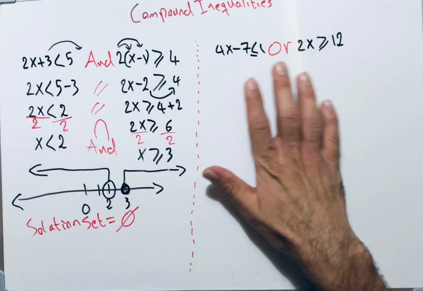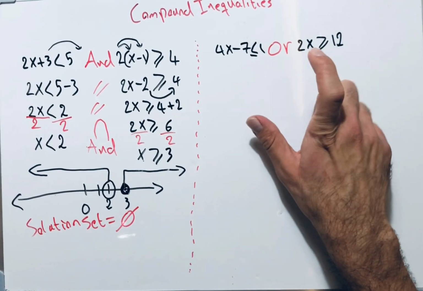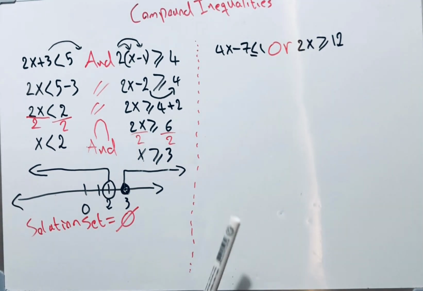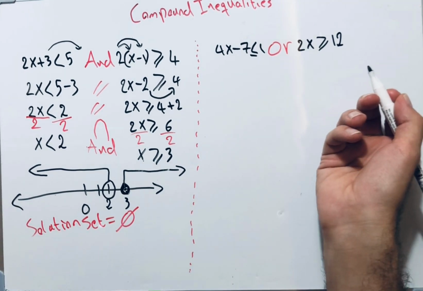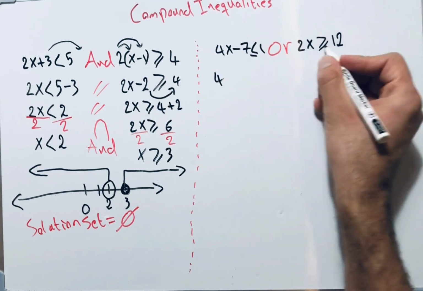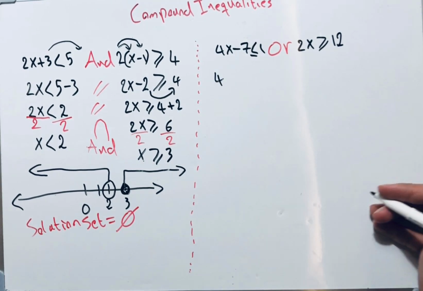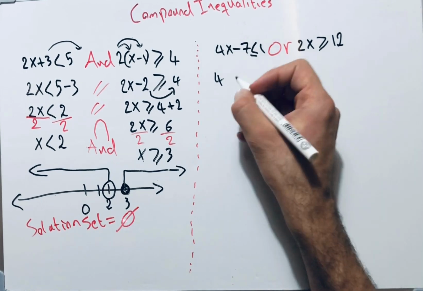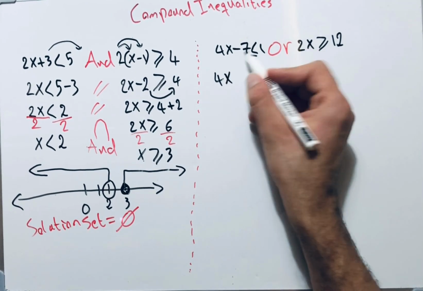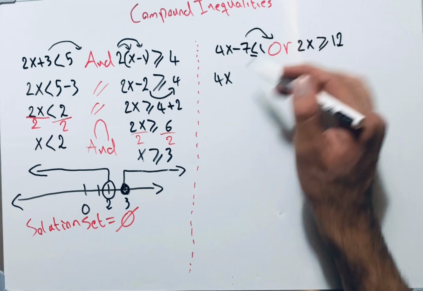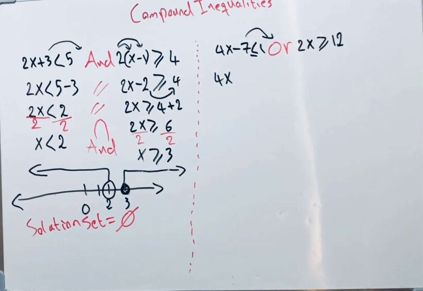Okay, so for the or, let's say, part, it's the same thing basically. So we're going to be solving each inequality separately, and from there we're going to decide the set of numbers that is a solution. Okay, so for x, again, every time you can move the number to the other side.